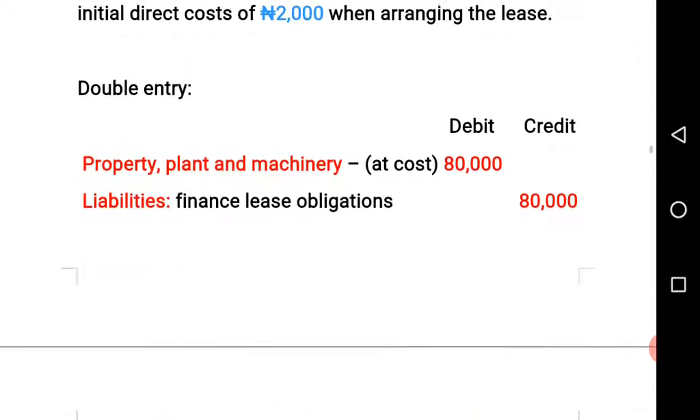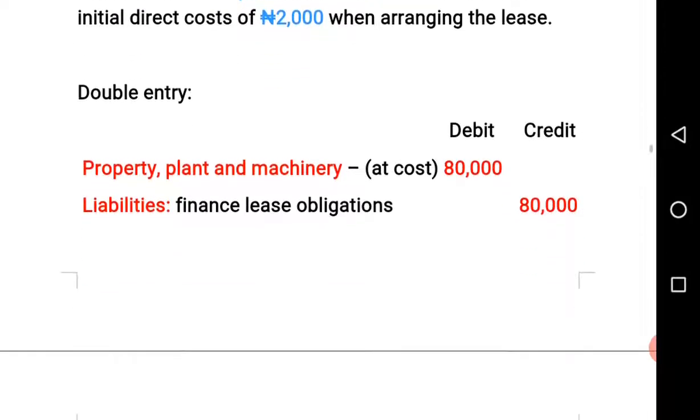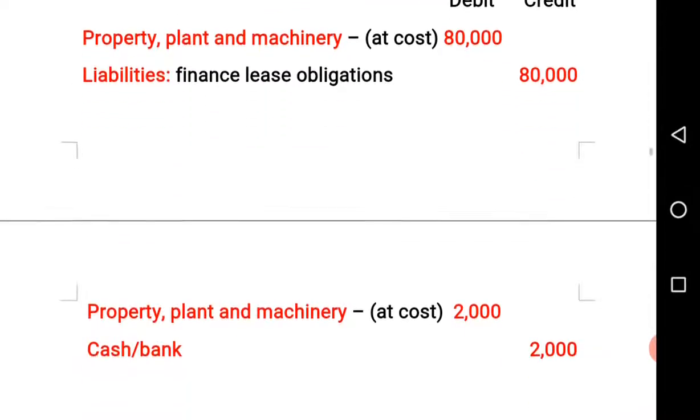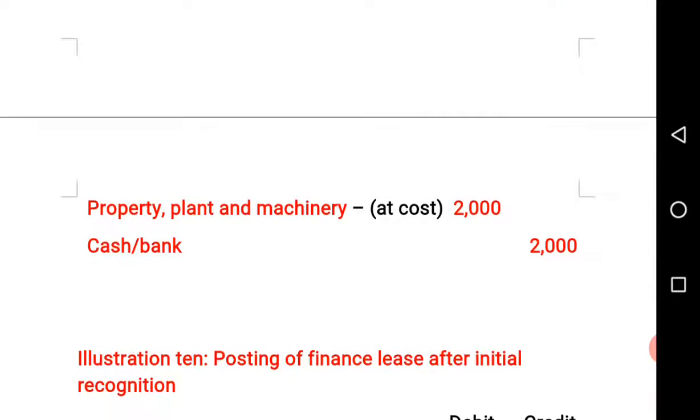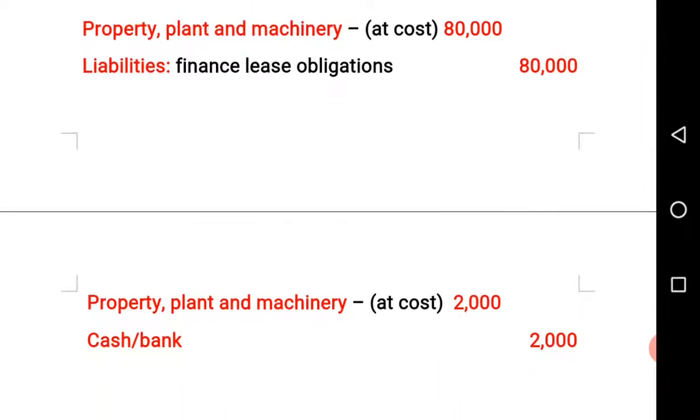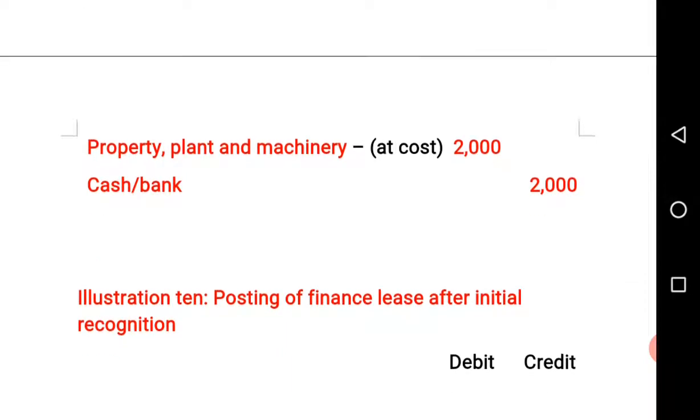Then also remember there's a 2,000 here, which is the initial direct cost. The initial direct cost is capitalized along with property, plant and equipment. So we have a 2,000 there. Then the amount spent, whatever the cost, was expended from bank or cash. So we have a credit of cash or bank, which reduces our cash or bank figure in our accounts. So we credit the cash or bank. So this is the treatment of the lease.